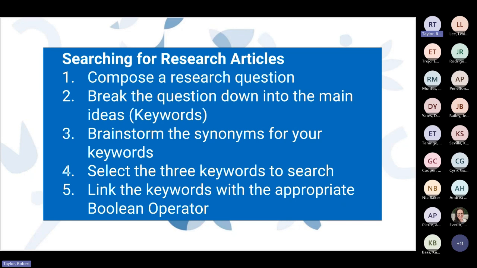And we'll take that research question, we'll break the question down into the main ideas, call those keywords, because when we're searching our databases, we're actually searching for the words found in the article. Then we want to brainstorm synonyms for keywords. So that means just trying to find as many words that are similar. And when you're looking for research studies, know that research studies, primary research, use formal language, where popular literature uses informal language.